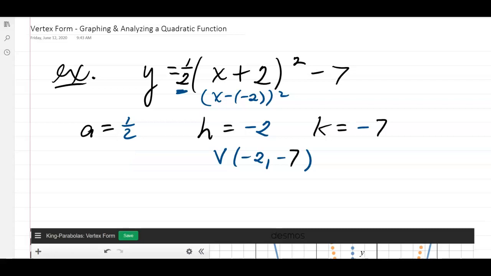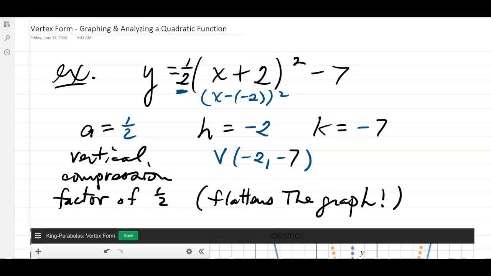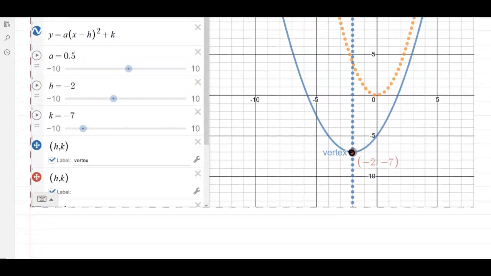And now we know that our A value is a vertical compression factor. Factors multiply things of 1/2. That flattens the graph. And there it is. So we see here, there's our vertex at -2, -7.